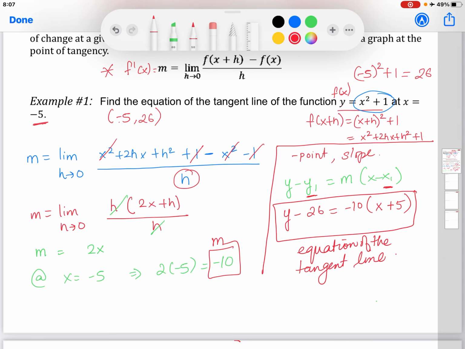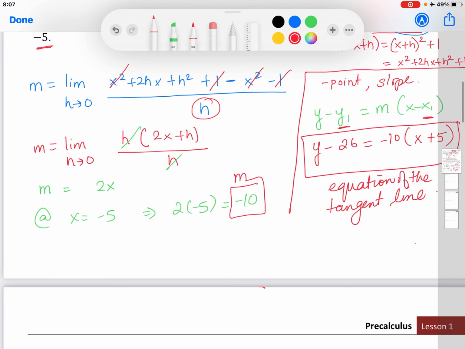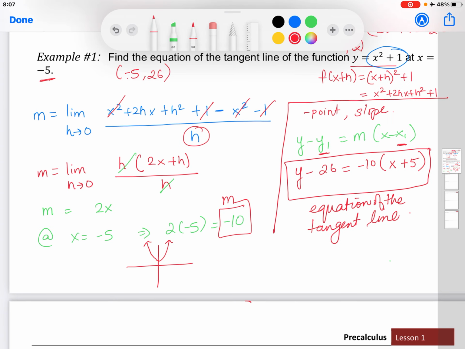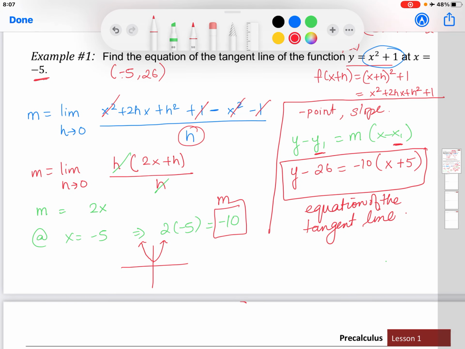So let me give you a brief picture of it. So you had a parabola. What was the parabola? It was x squared plus 1. So that's what your picture would look like, right? x squared plus 1. And then it's asking me for the equation of the tangent line to this function. So at negative 5, which would be somewhere here, let's say, right? I want to find the equation of this line. That's what it's asking me to find.